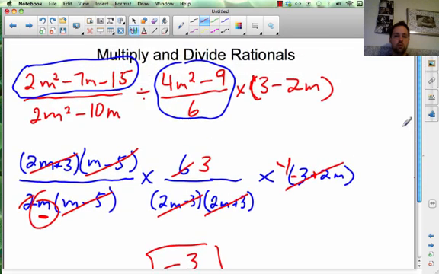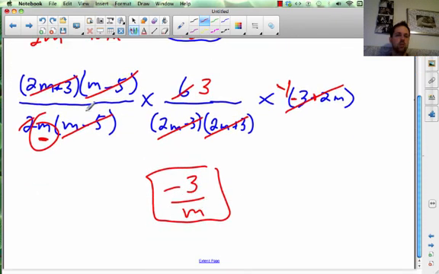So we went from something really complicated to something that ended up being really simple because of all these factors that we had in common that we were able to just strike off and they completely disappear.